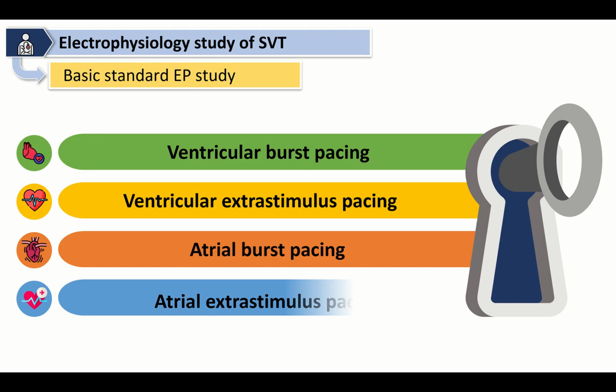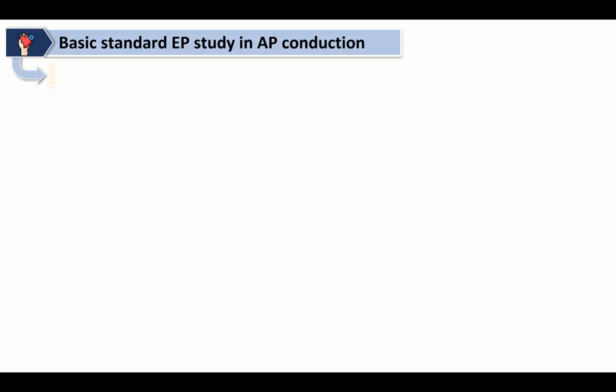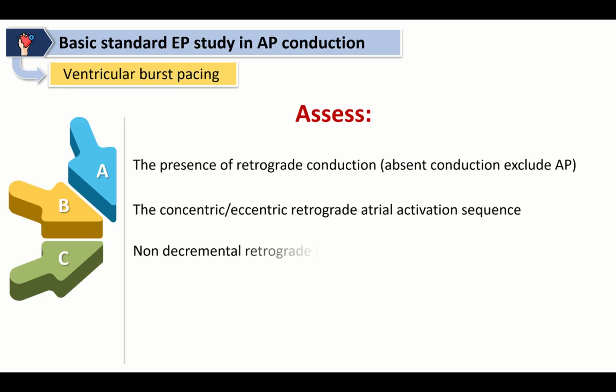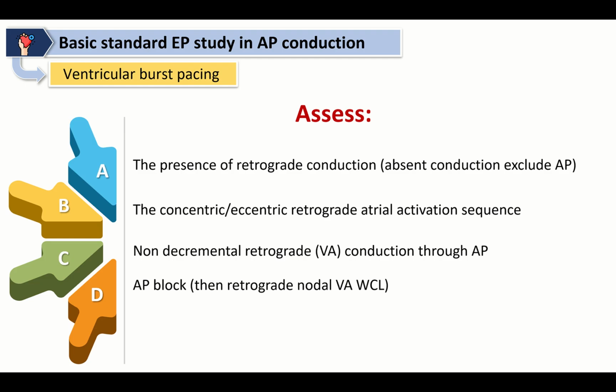Now let's start basic EP study in case of AVRT, ventricular burst pacing and the extrastimulus pacing to assess retrograde conduction, atrial burst pacing, extrastimulus pacing to assess antegrade conduction, and to know how accessory pathway behaves. Okay, in ventricular burst pacing, golden rule: you have to see the presence of retrograde conduction through the accessory pathway. If no retrograde conduction, you can exclude the presence of accessory pathway.